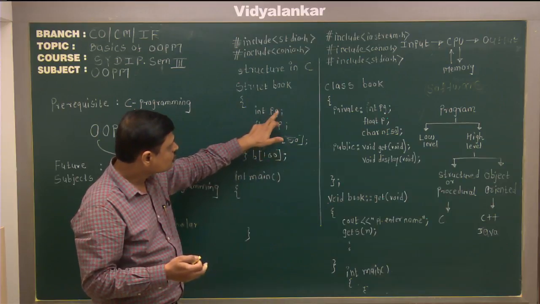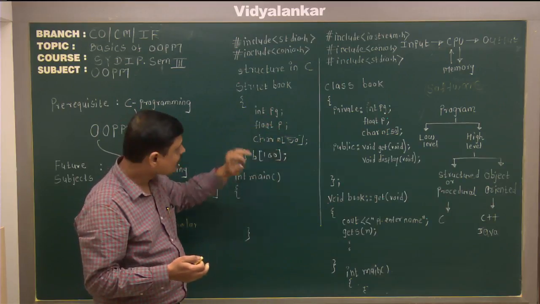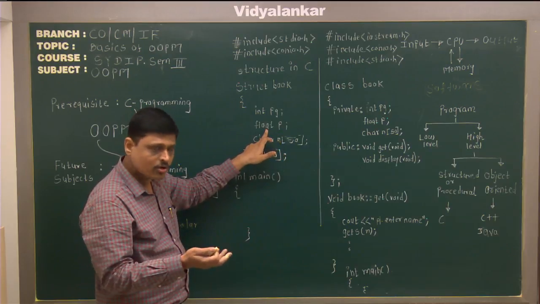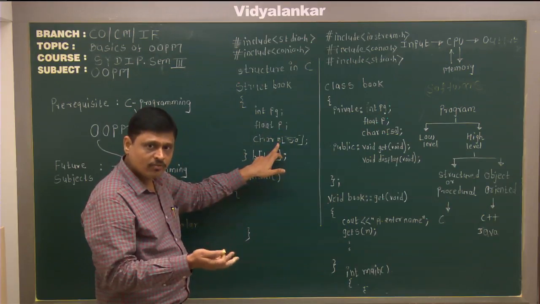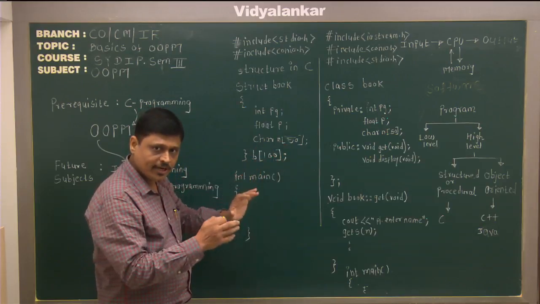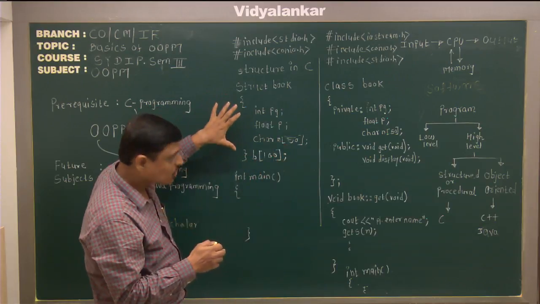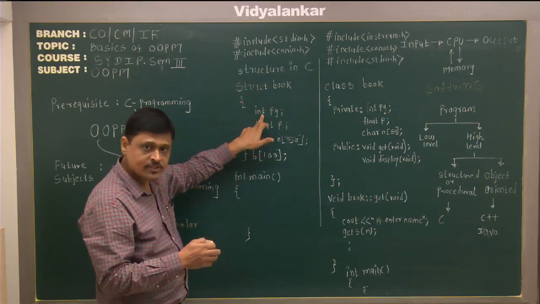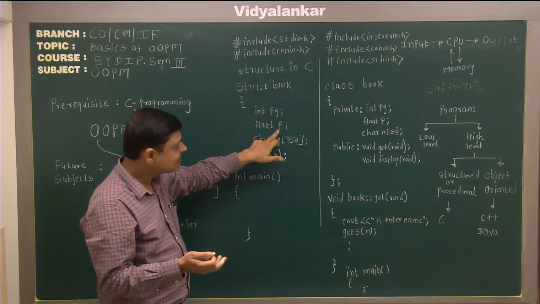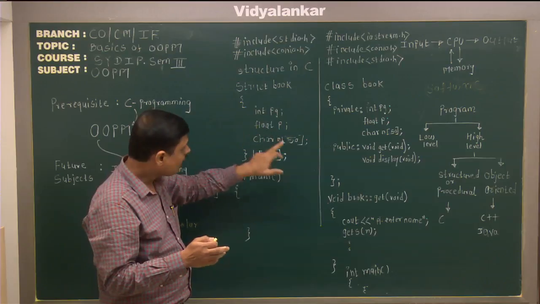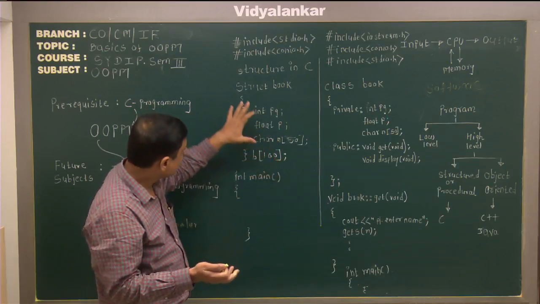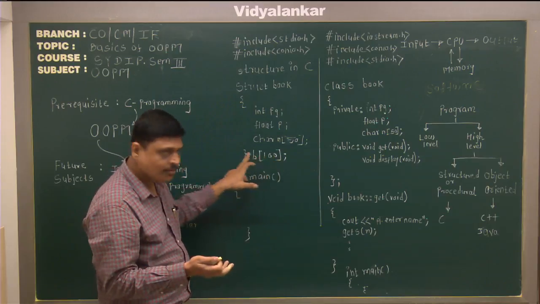Integer, which stores the number of pages in the book, the price, which is a float data type, and the name or title of the book, which is a character array. So what I'm trying to do is create a structure which will store a record of books in terms of number of pages, of course int, price, of course float, and name, of course title, which is a character array. And I'm creating a structure variable.